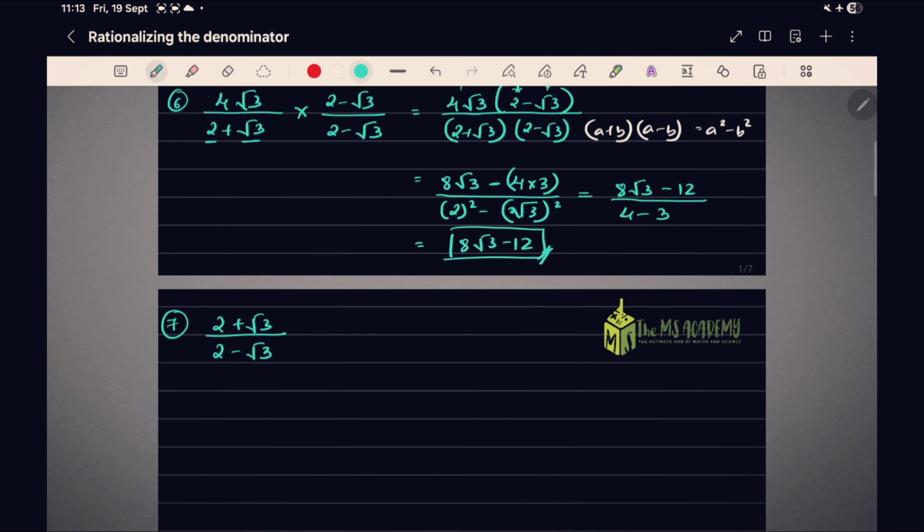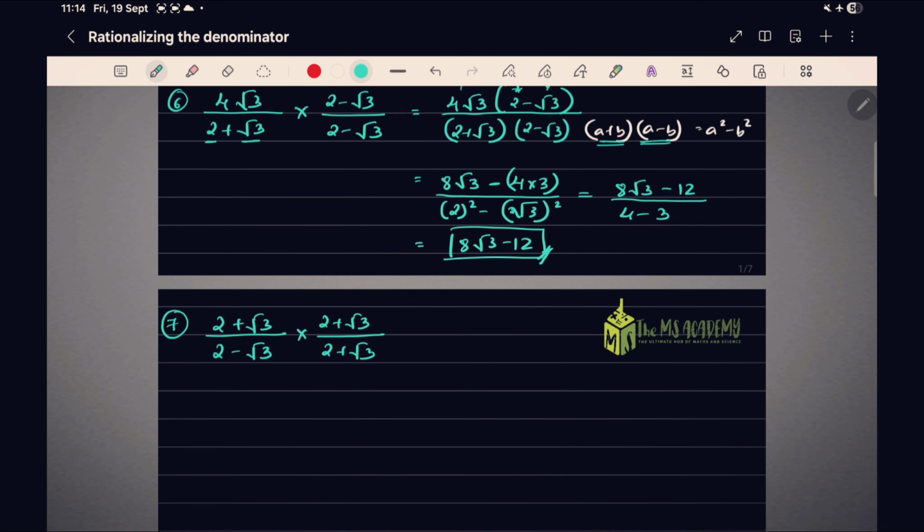Now again, focus only on the denominator. Please forget whatever is in the numerator. So now again I'm going to multiply. What condition do I need to generate? I need to generate a plus b into a minus b. I already have a minus b, so I'm going to multiply it with 2 plus root 3, and in the numerator also 2 plus root 3.